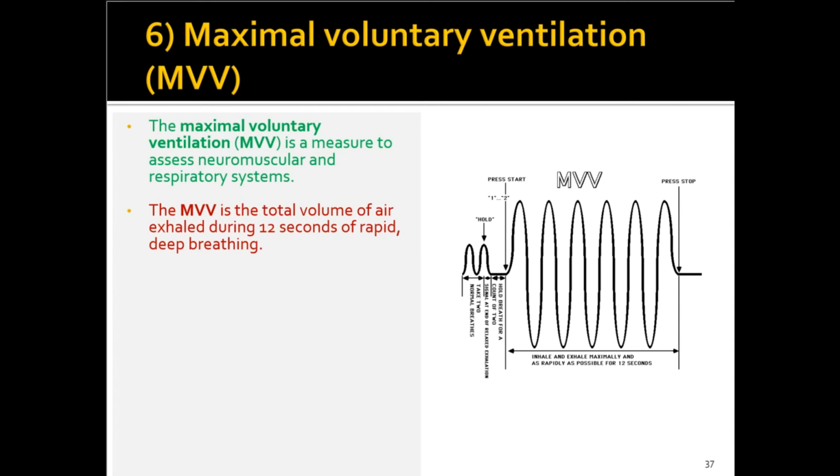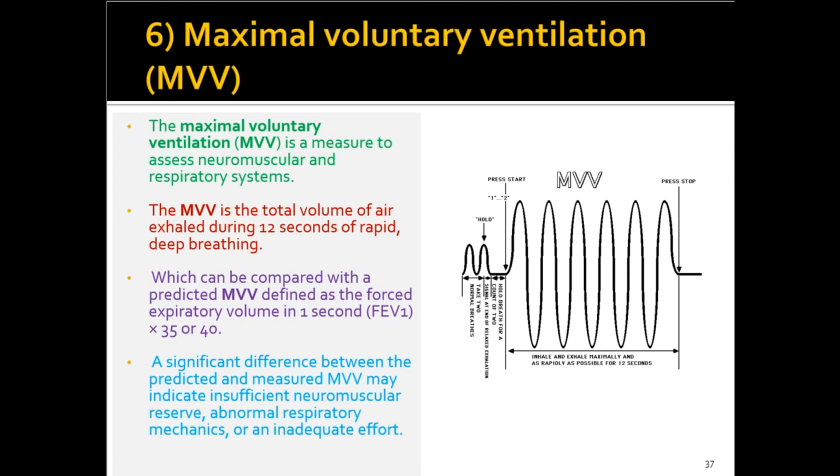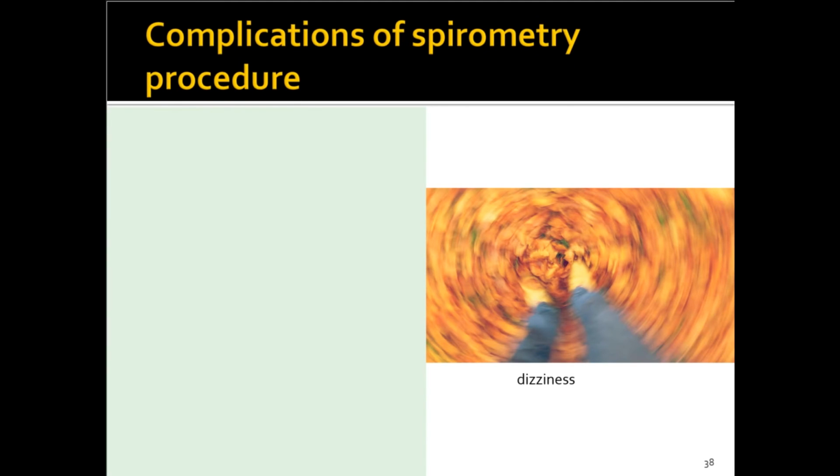The MVV is the total volume of air exhaled during 12 seconds of rapid, deep breathing, which can be compared with a predicted MVV defined as the forced expiratory volume in 1 second, FEV1, times 35 or 40. A significant difference between the predicted and measured MVV may indicate insufficient neuromuscular reserve, abnormal respiratory mechanics, or an inadequate effort. Complications of spirometry procedure.